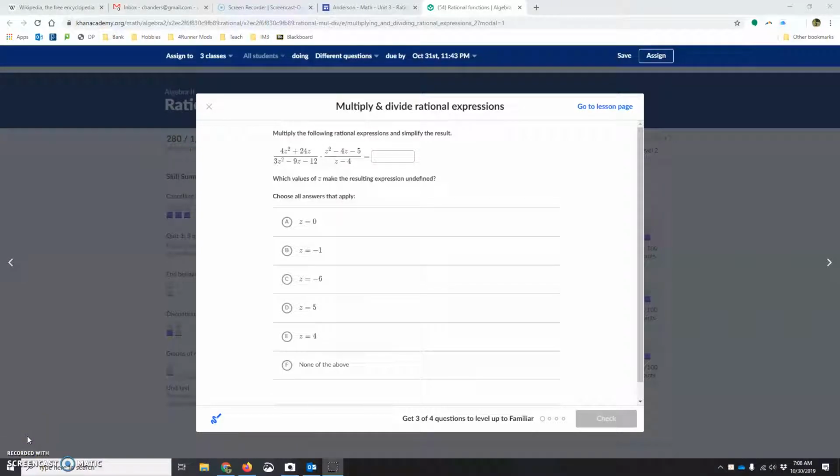Multiply and divide rational expressions. Multiply the following rational expressions and simplify the result. And then we also figure out which values make our equation undefined, which would be by our denominator, which values make our denominator bad.